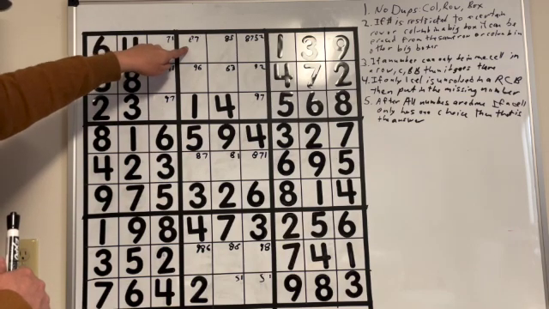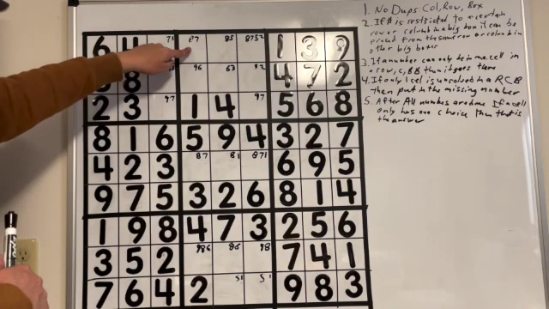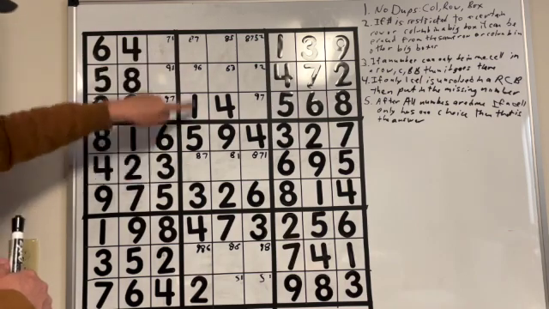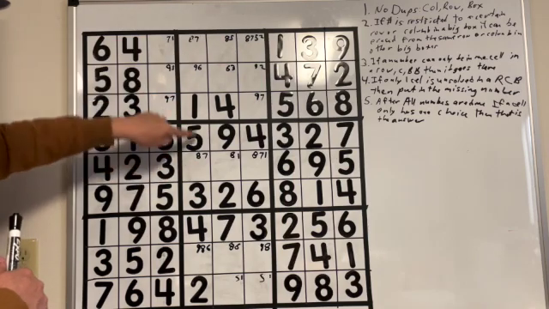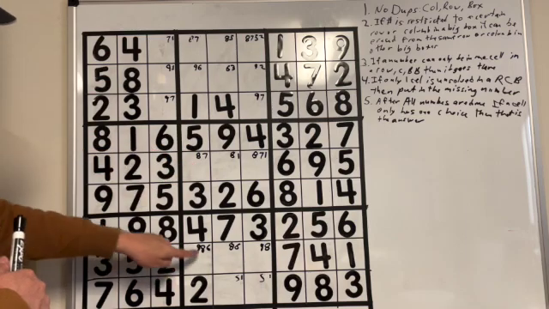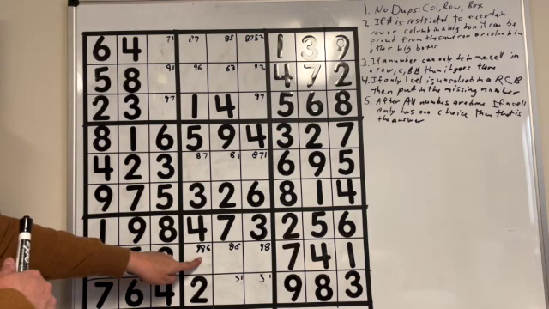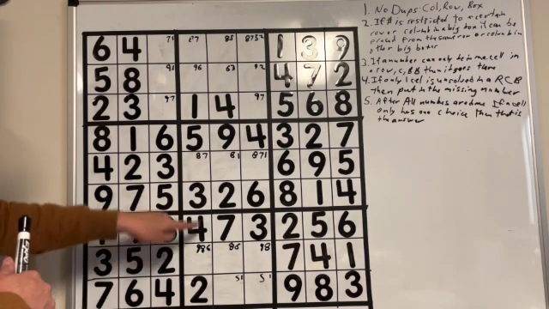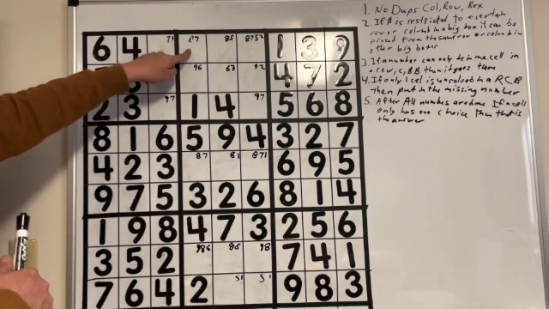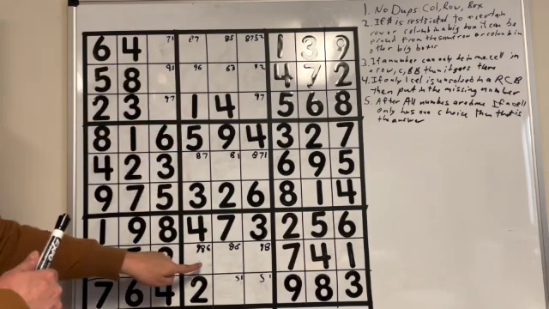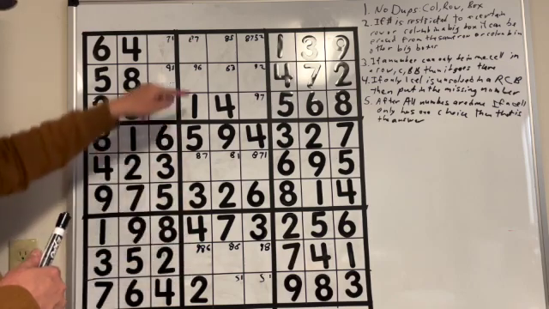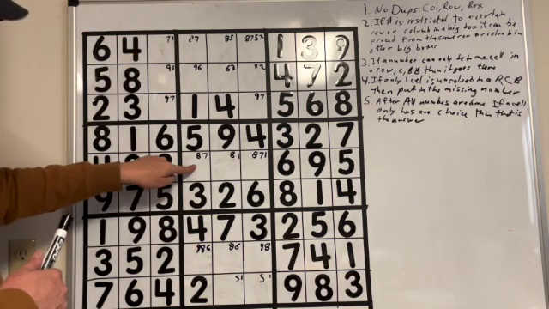If this is 8, then this is 7. If this is 7, then this is 8. No matter what happens, 2 cells, 2 options, 8 and 7 are done. So what is that 8 doing there? It can't be there. If this is 8, then this is 7 and this is 7. And that's wrong. This cannot be 8 because we have 8, 7 here and 8, 7 here.